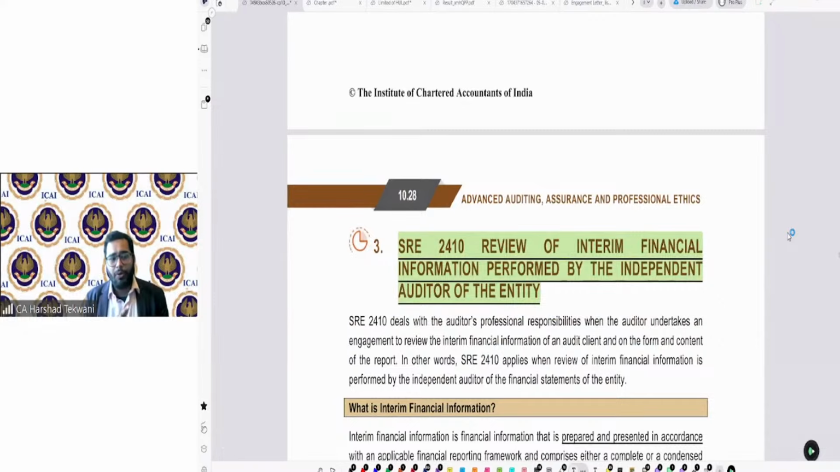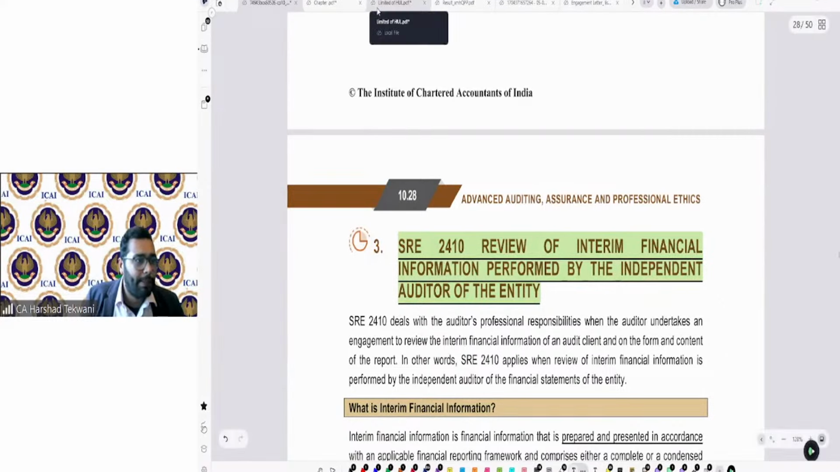Any doubts with respect to SRE 2410? Now the question is about reporting responsibilities: to whom the auditor is required to report. The auditor is required to report to the management, because here the auditor is appointed by the management or shareholders, basically. So the addressee will be the shareholders. I'll just show you one thing.